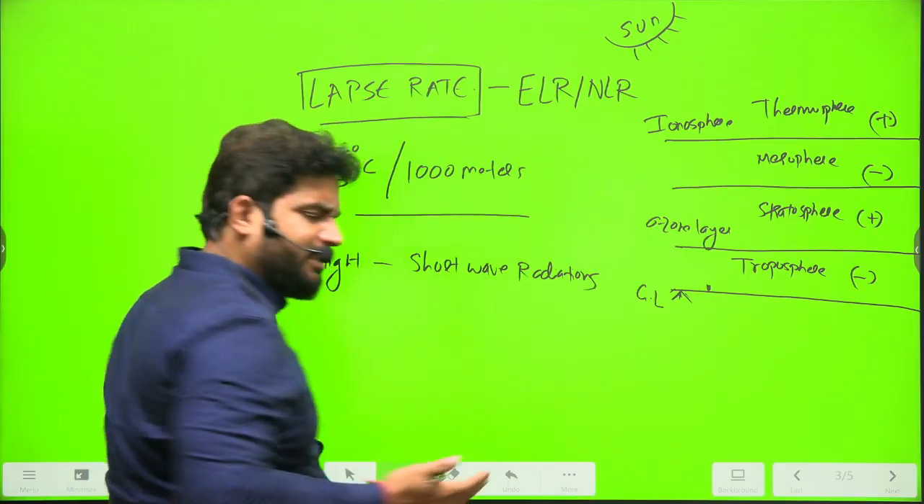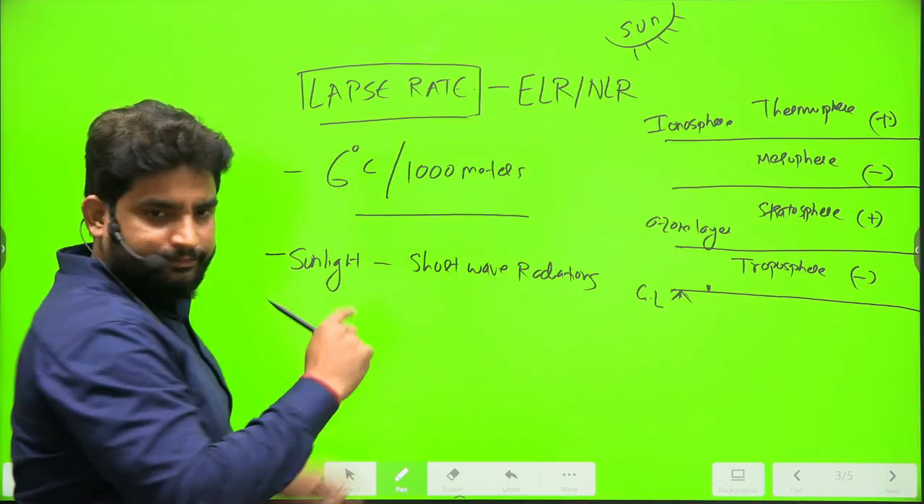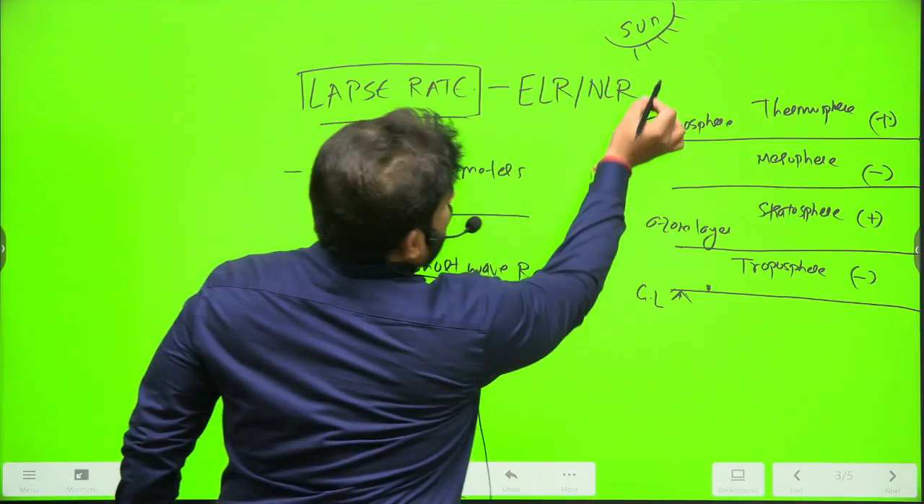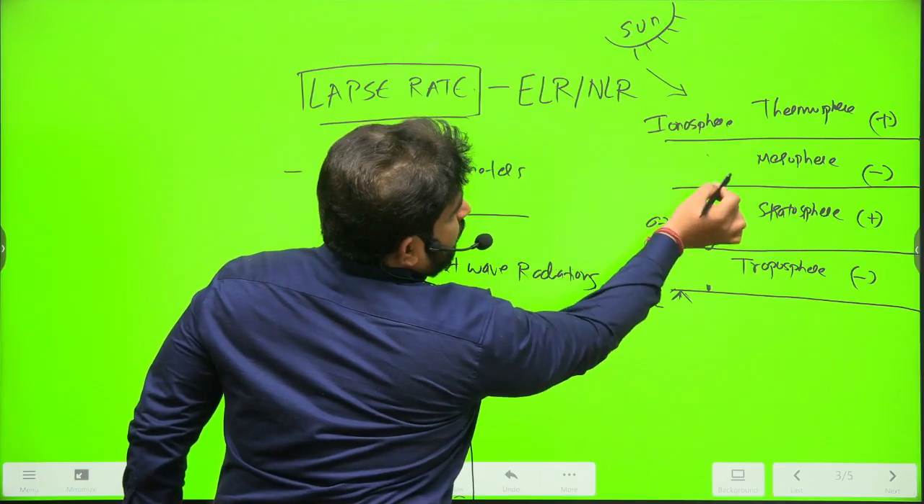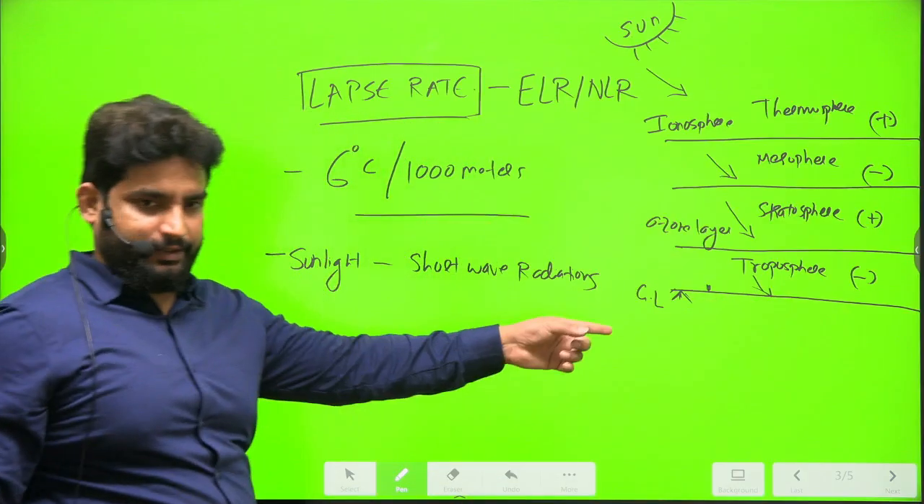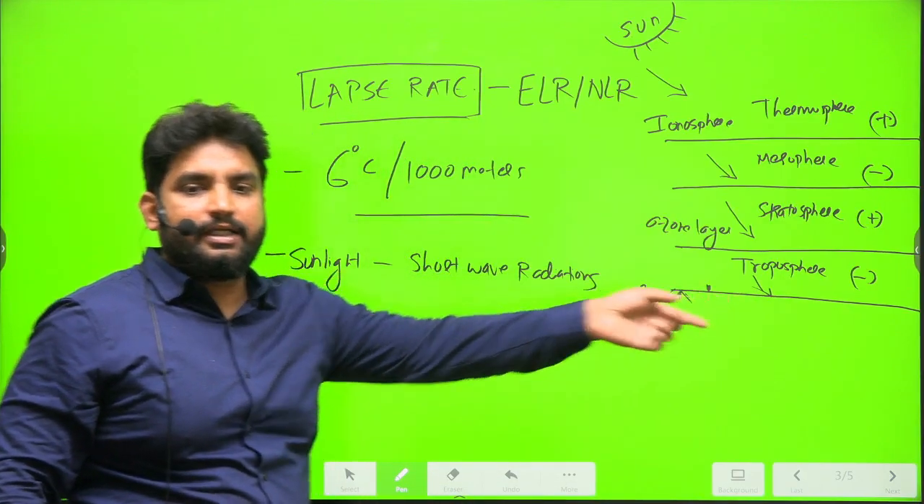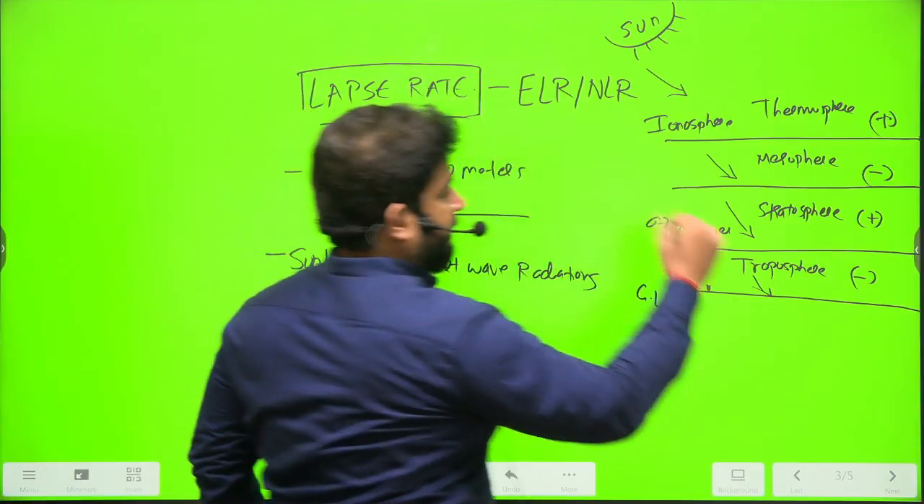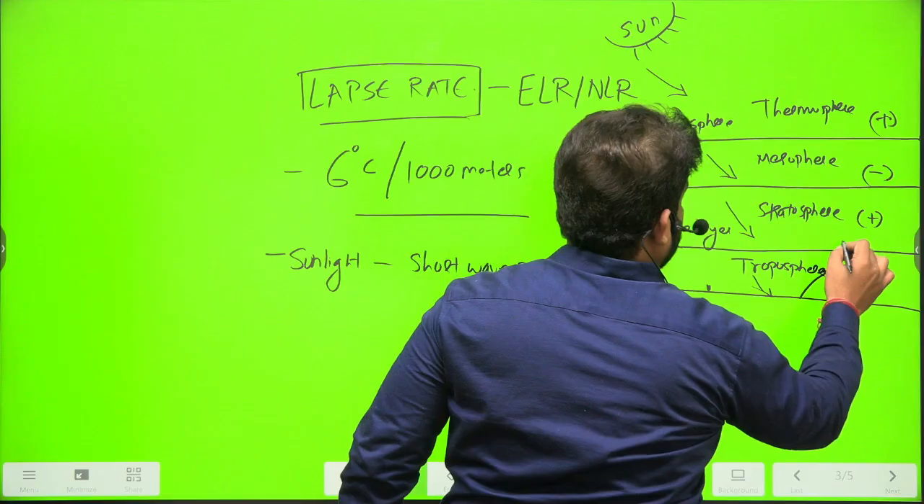Short wave radiation is nothing but radiation whose wavelength is smaller. When it enters our atmosphere, its wavelength is smaller, so it comes and hits the ground surface. And when it hits the ground surface, it is reflected back into the atmosphere.